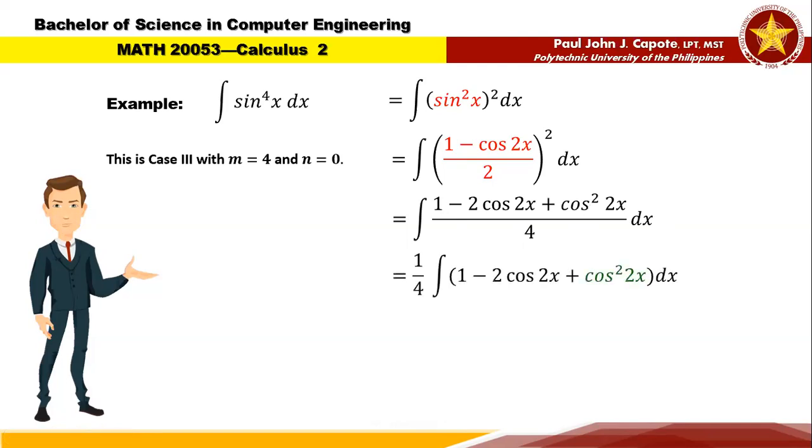Then, applying the integral of the product, labas natin si 1/4. Bakit 1/4? Kasi merong 1 sa taas, then 4 denominator. So, we have 1/4 times the quantity 1 minus 2 cosine 2x plus cosine squared 2x dx. Okay? And then, dito, meron naman tayong cosine squared 2x. So, ang gagawin natin sa cosine squared 2x is to substitute its equivalent trigonometric identity, which is 1 plus cosine 4x over 2.